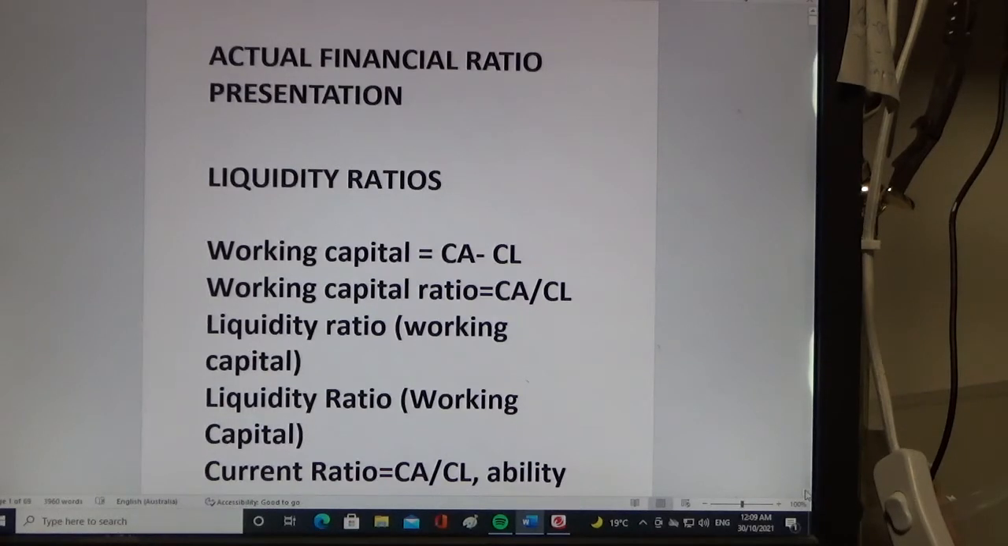Don't get stuck. Don't dawdle. Just get into it, do your calculation, get on to the next one. So we'll start with liquidity ratios.